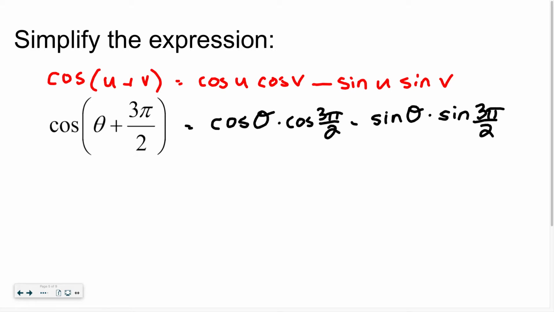Well, the cosine of theta and the sine of theta, I'm kind of stuck. Those stay what they are. But I can evaluate cosine and sine of 3 pi over 2. 3 pi over 2, think about that. That's on the negative y-axis. What's its cosine? 0, you're going 0 left or right. And then what's its sine? -1.